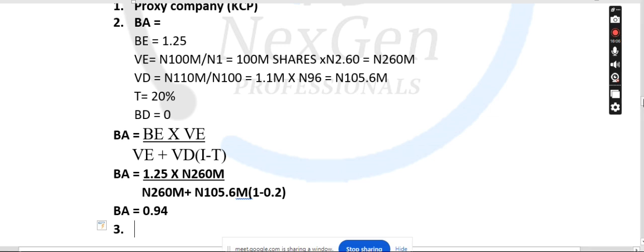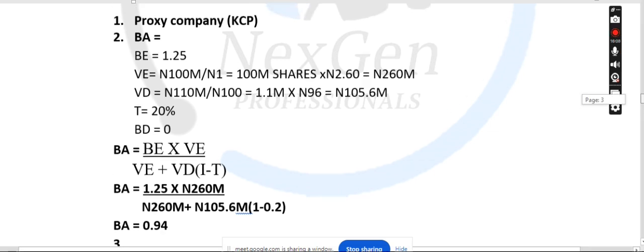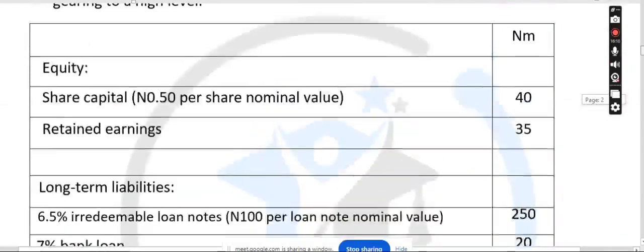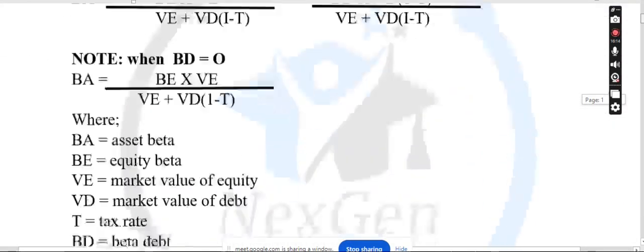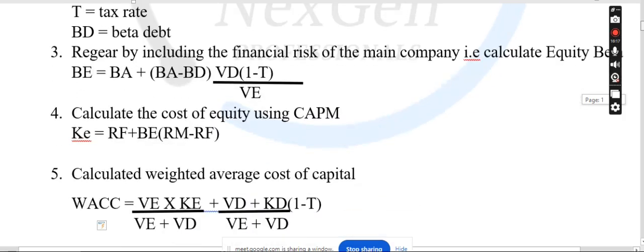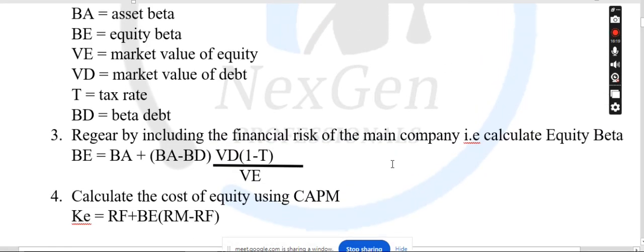Step 3. Let's go back to step 3, where we should determine the equity beta. What is step 3? Step 3 says that we should regear by including the financial risk of the main company, right?